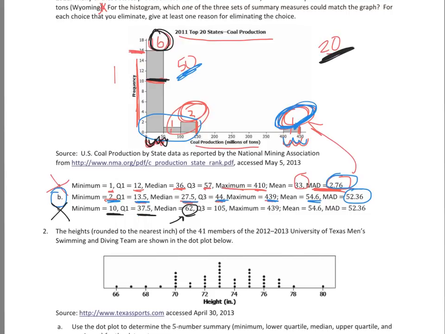So it's because of the median, because the median is too high. The median needs to be between 0 and 50 because the 10th piece of data is actually going to show us where the median lies. So it looks like it's going to be B.